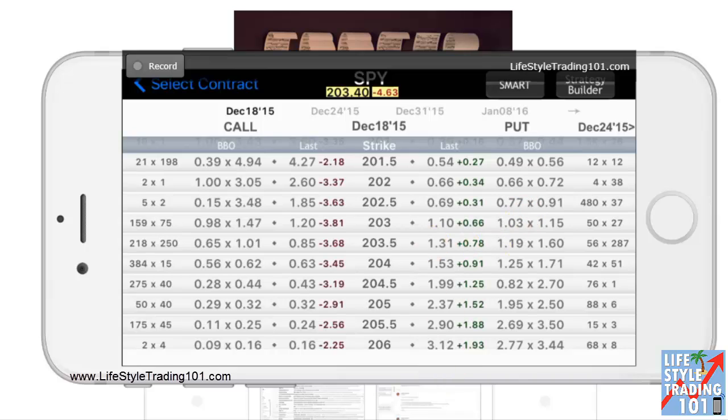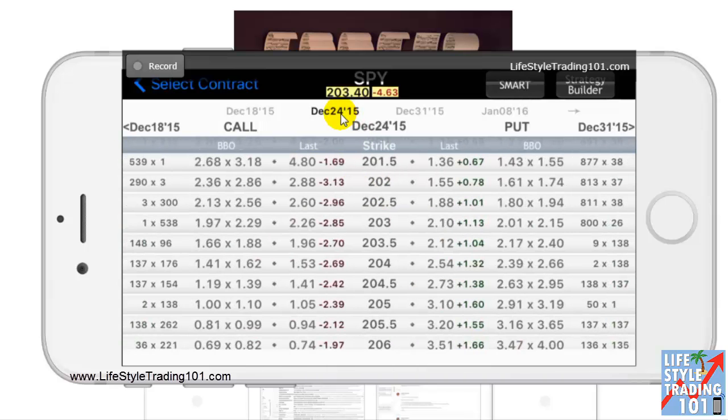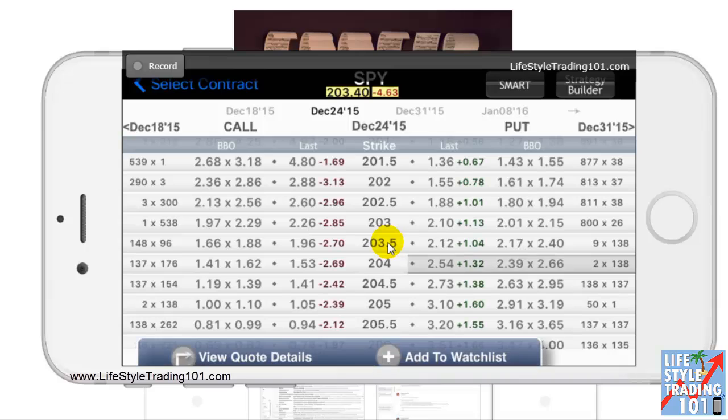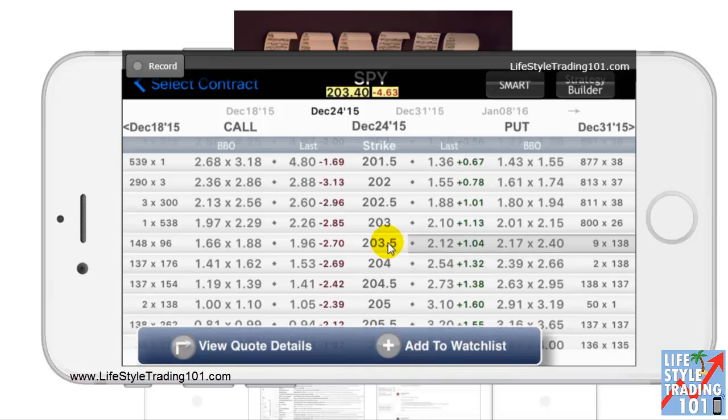So this morning when I sent out the put alert, I bought the December 24th expiration, so you just switch it over here. And then you look down here on the put side, I bought the 203.5 strike. So that's here. That's this one. And notice it's 2.17, 2.4. In the morning, when I bought this, it was 79 cents.